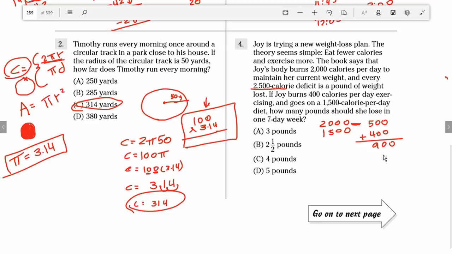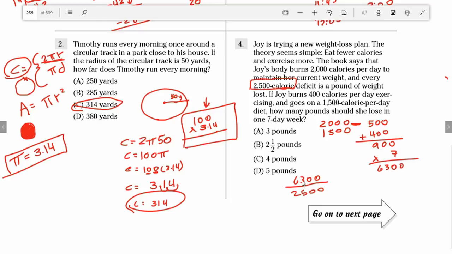She's doing that over the course of a 7-day week. So we're going to multiply that by 7. 7 times 0 is 0. 7 times 0 is 0. 9 times 7 is 63. So over the course of the week, she's burning and dieting 6,300 calories. Now we're told that there are 2,500 calories per pound lost. So we're going to take 6,300 and divide it by 2,500.